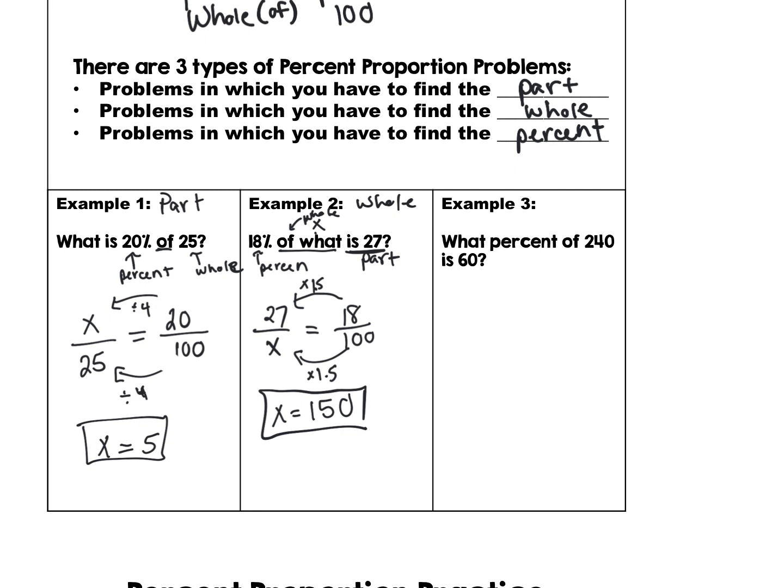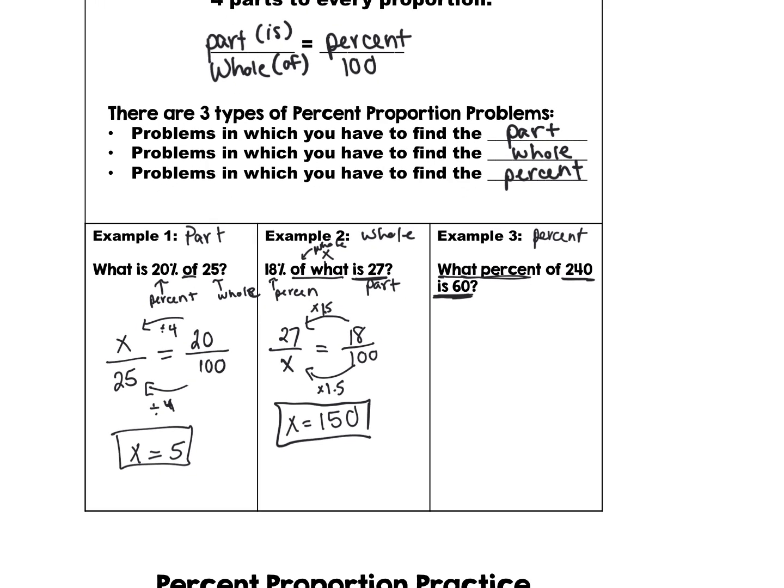Now, what percent of 240 equals 60? Well, obviously, we're trying to find what percent, so we're finding the percent this time. And we have of 240, so what percent of 240 is 60? So the "is 60" part, again, when you see that is and then a number, that's going to be your part. We have of 240, so that's our whole. And we have our what percent, so that's what we're trying to find.